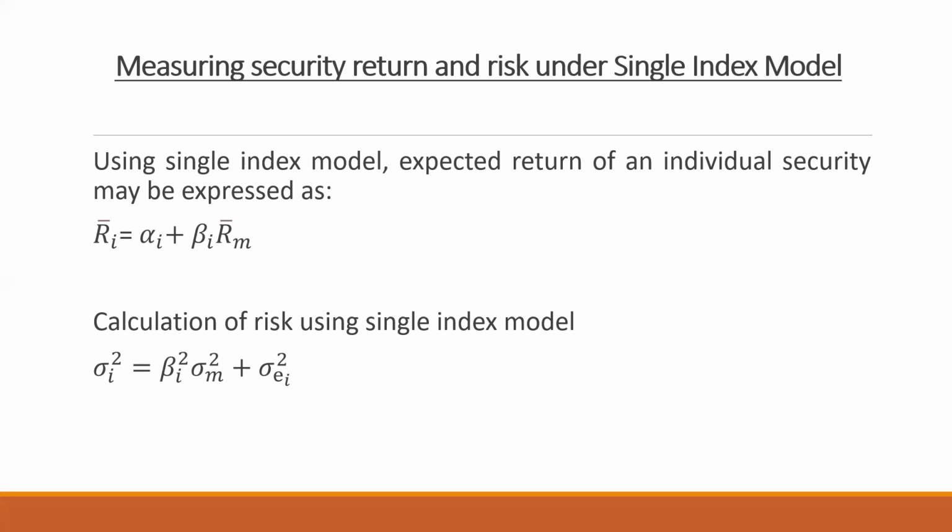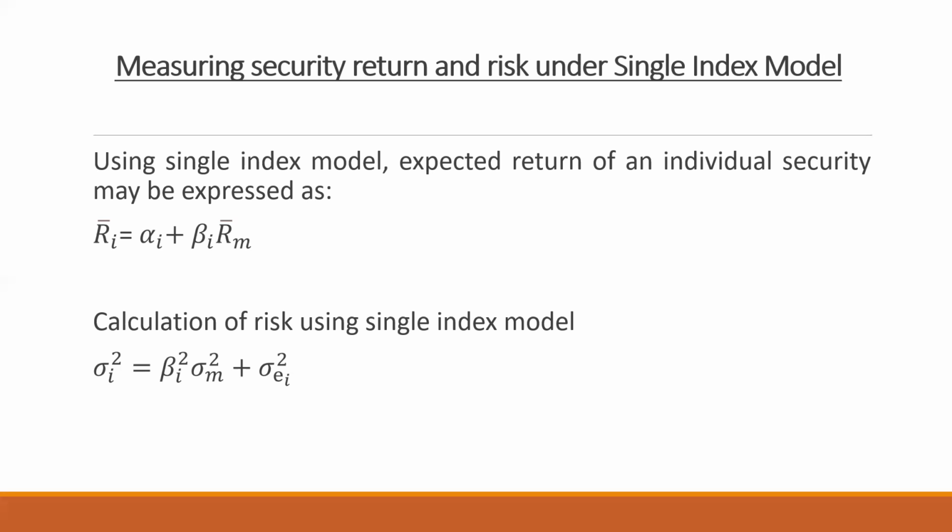If it moves up by 10%, then your security's return is going to increase by 20%. If the market return goes down by 10%, then your individual security's return is going to go down by 20%. That is what the beta value shows, the responsiveness of the security's return to change in the market index. Now suppose the beta value is 0.5 and the market return is 10%, the security return is expected to increase or decrease by 5%. So we can suggest that higher the beta value, greater the responsiveness on the part of the stock in relation to the market and vice versa. So the higher the beta value, the more your security is going to respond to changes in the market.